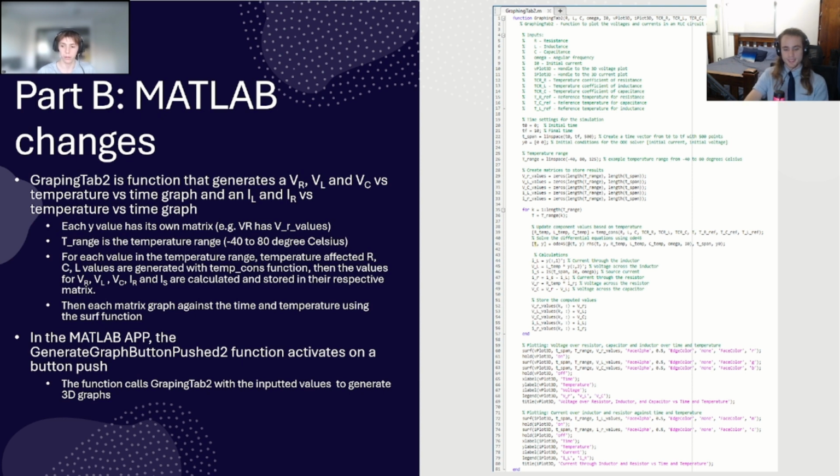For each value in the temperature range, temperature-affected RCL values are generated with a temperature constant function. Then the values, voltage and current, are calculated and stored in their respective matrix. Then each matrix is graphed against time and temperature using the surf function. In the MATLAB app, the Generate Graph button push 2 function activates on a button push. The function calls graph tab 2 with inputted values to generate the 3D graphs.